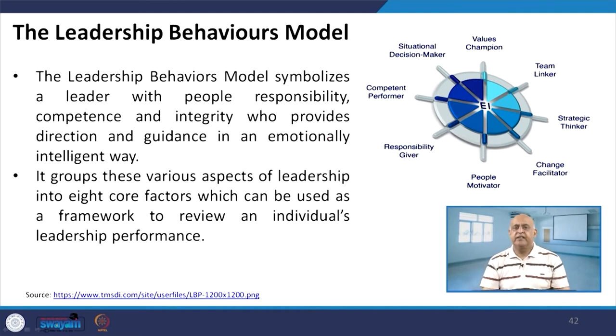And then leadership performance will be assessed on the basis of handling all these potential capabilities of this particular leadership. If we are able to exercise this leadership effectively, then definitely in that case we will say that we have the leadership behavior model.